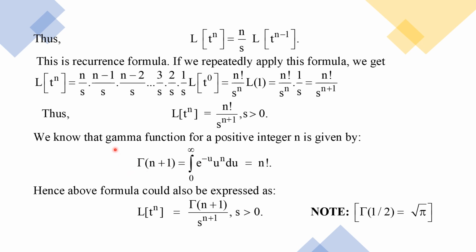If we apply the definition of the gamma function, gamma of n plus 1 is the integral from 0 to infinity of e power minus u, u power n du, which is equal to n factorial. So we can replace this n factorial by gamma of n plus 1. Also, Laplace of t power n is equal to gamma of n plus 1 over s power n plus 1.